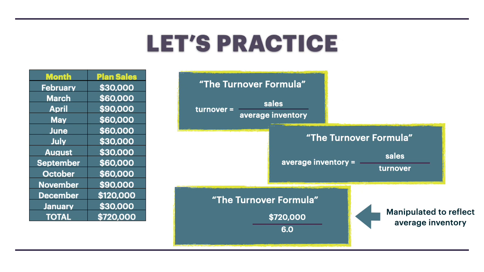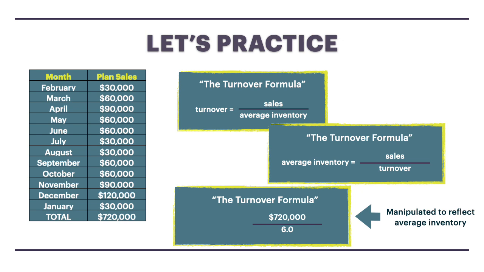Let's practice. Using table 13.2 from page 283 of the text, let's calculate the beginning of the month using the basic stock method. The desired turnover is 6.0. So first we'll calculate average inventory by using the turnover formula. We know the desired turnover is 6.0 and the total sales is $720,000. So how do we calculate average inventory?